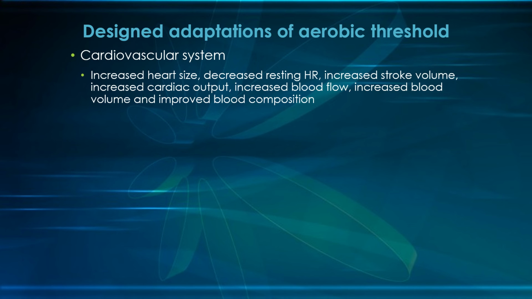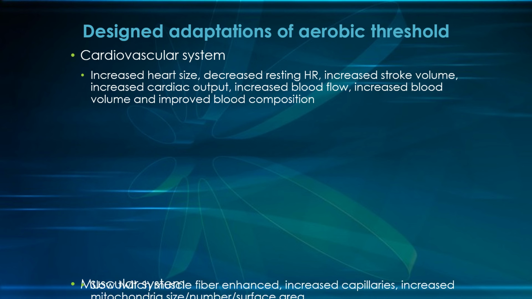So the designed adaptation of an aerobic threshold run is threefold. First off, in their cardiovascular system, this workout is going to allow them to have increased heart size and decreased resting heart rates, so their heart is going to be working less as they are not working out. Increased stroke volume, meaning more blood is going to be pumped with each heartbeat. Increased cardiac output, which just means they're moving more blood, kind of similar to stroke volume. Increased blood flow, increased blood volume, and improved blood composition, meaning they're going to have more ability to carry oxygen on the blood that they have. All of those things happen to the cardiovascular system with an aerobic threshold type workout.